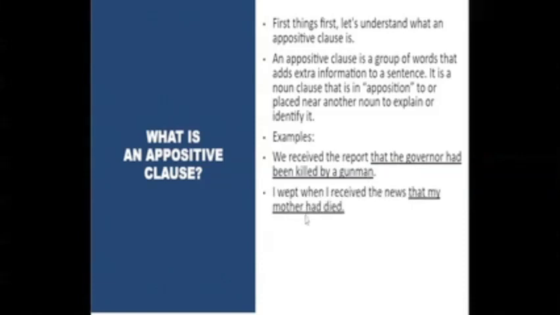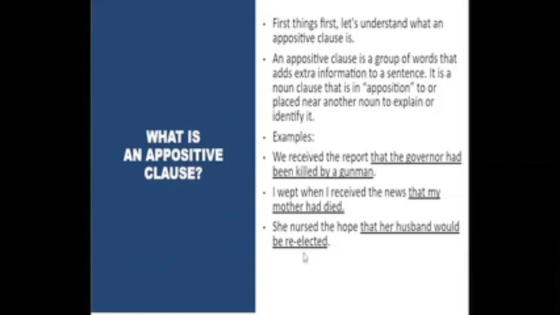So now let's look at another example. I wept when I received the news that my mother had died. When you say I wept when I received the news, the question is what is the news, or what news are you talking about? That my mother had died. Another example, she nursed the hope that her husband would be re-elected. She nursed the hope. What hope did she nurse? That her husband would be re-elected.